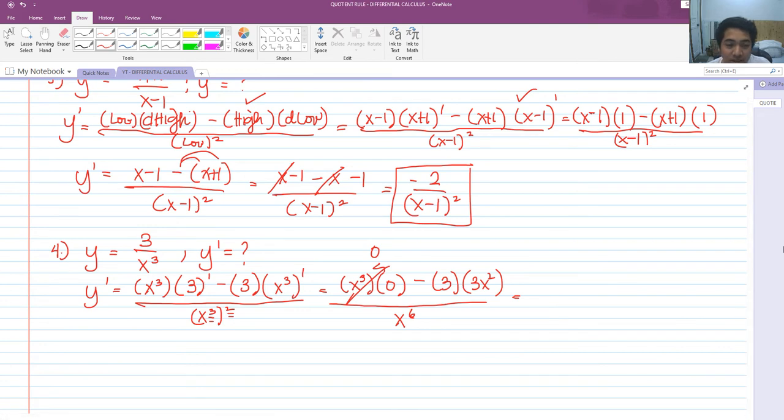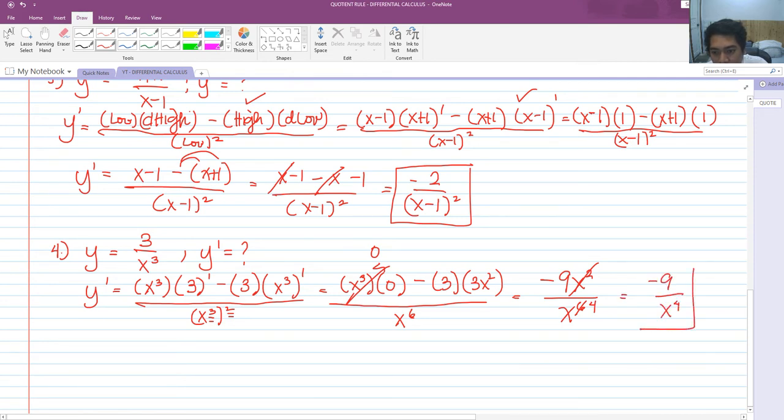Okay, so but that is not the case always. It depends on the given. So we have 3 times 3x squared, that's 9x squared, and we have a negative here. So that becomes negative 9x squared over x raised to 6. Okay, so we can simplify this. X squared, this would become x raised to 4. So that would be negative 9 all over x raised to 4. That would be our answer for this specific problem.